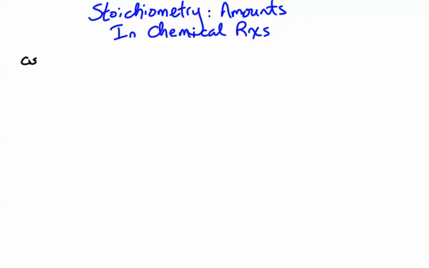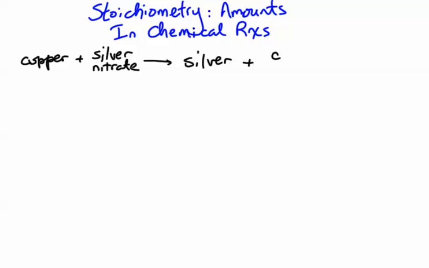Okay? So we'll start off with the word equation, copper plus silver nitrate. Now on my board here I write the anion below. Don't do that. Okay, write it above. Silver nitrate and gives us silver plus copper 2 nitrate.